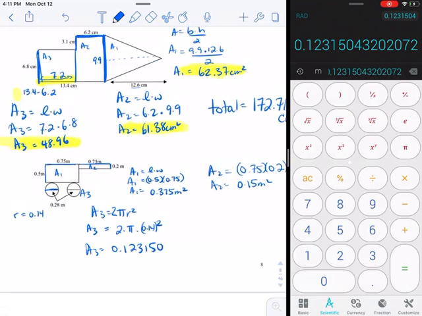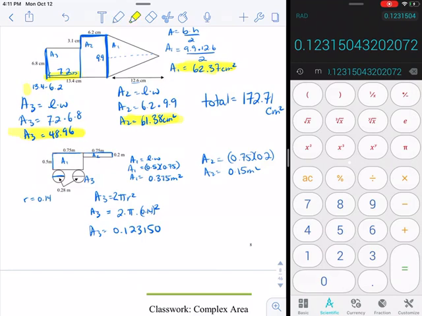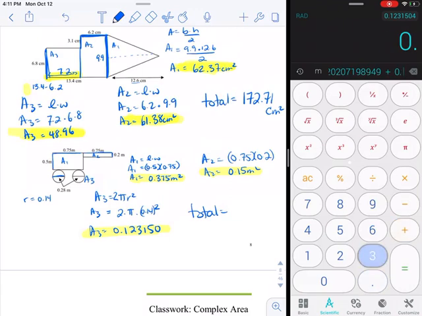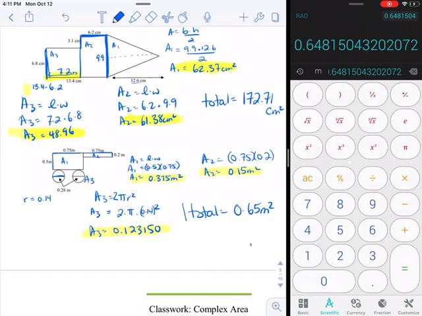So again, the total, if we take area 1 plus area 2 plus area 3, we'll have our answer. So we'll take this and we add it to 0.375 and we add that to 0.15. We should get a total of 0.65 meters squared.